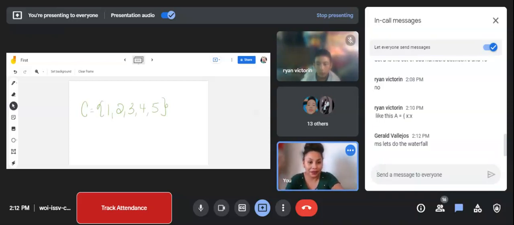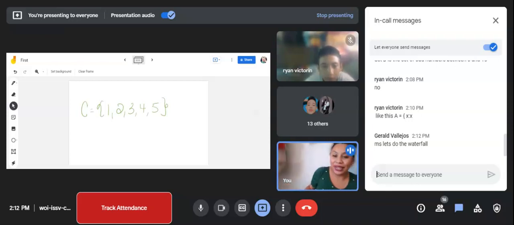All right, let's do the waterfall. You guys missed the waterfall. Let's do this one, and then I'll give you guys one to do with the waterfall, and then we'll start the activity, right?